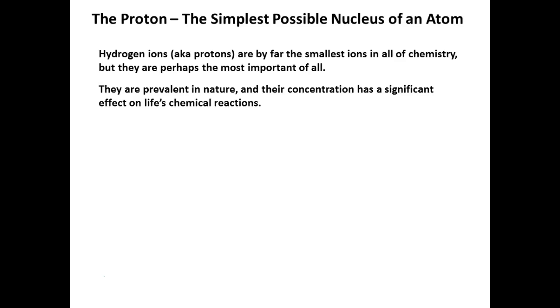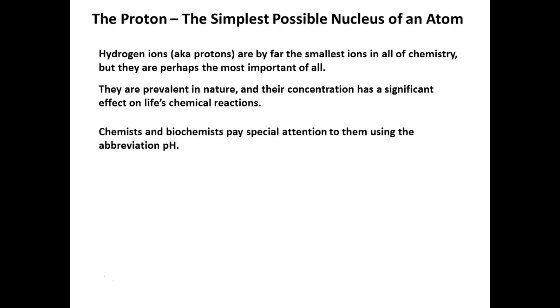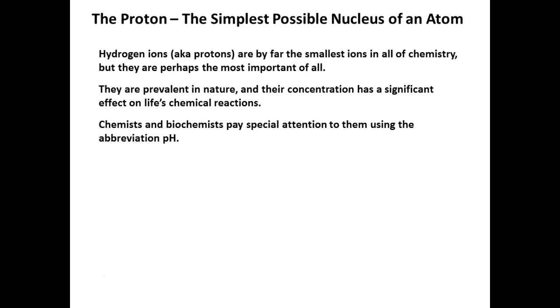But also pH is the measure of the level of this ion, right? How much hydrogen ion you have. pH actually stands for the partial pressure of hydrogen ions. So in the case of acidic substances, on the pH scale, it's an inverse relationship. They actually have a lot of hydrogen ions, protons, in solution when you have an acidic situation. The opposite is true when you're alkaline or basic. So chemists and biochemists pay special attention, right, when using the abbreviation pH.